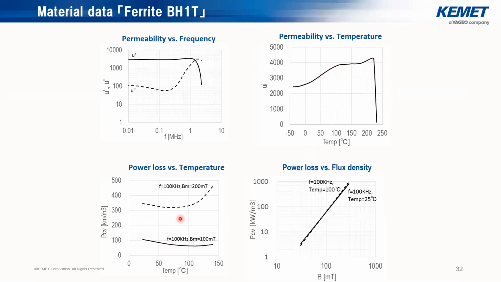Again, the power loss is really important, and what we are plotting here is the loss behavior with temperature for a given frequency and a given magnetic flux density. The 200 millitesla represents the 11 kilowatt power converters, and the 100 millitesla represents the 7 kilowatt. Also here we are plotting the losses related to the magnetic flux density for a given frequency and different temperatures, and we see that there is no difference between 25 and 100 degrees.